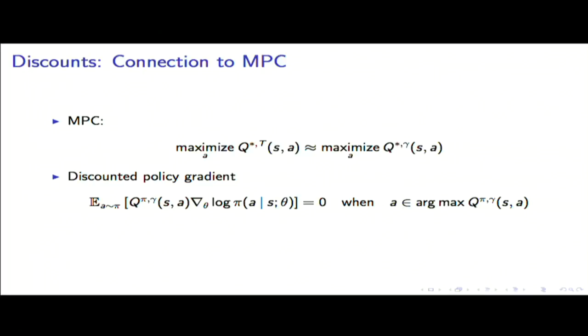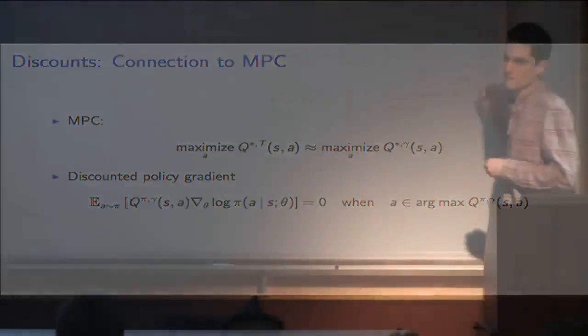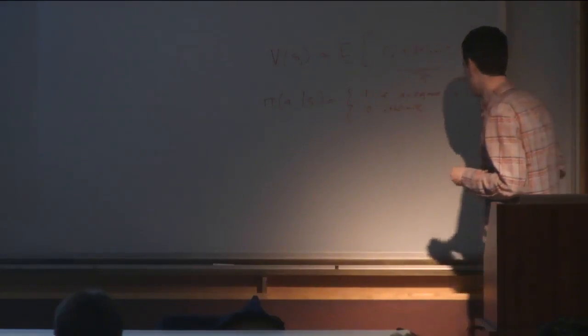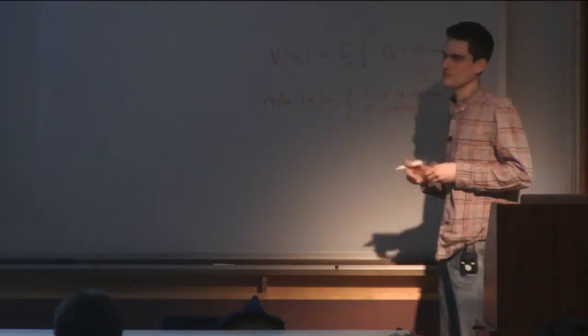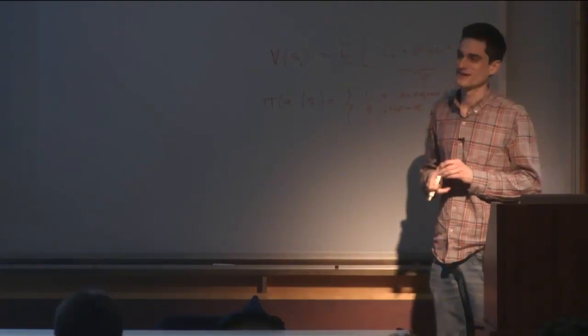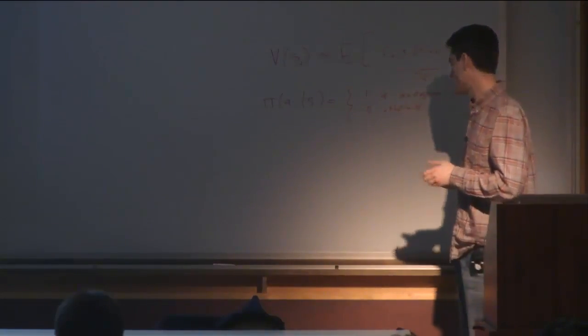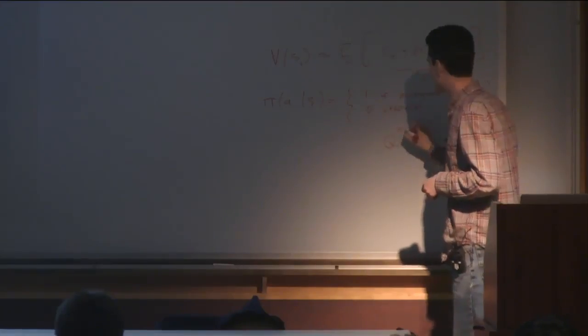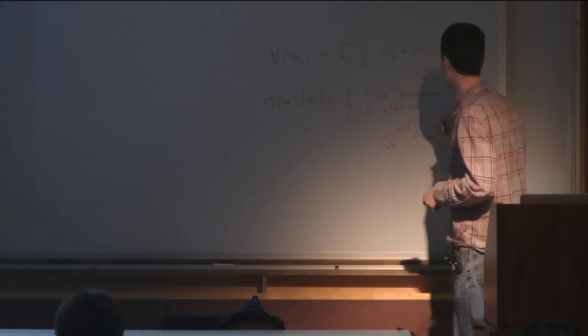So anyway, if we have the policy gradient equal to 0, that means we have a policy where the action is always just the argmax of the Q function. And that means that the Q function must be an optimal Q function. So we must have Q pi gamma equals Q star gamma.